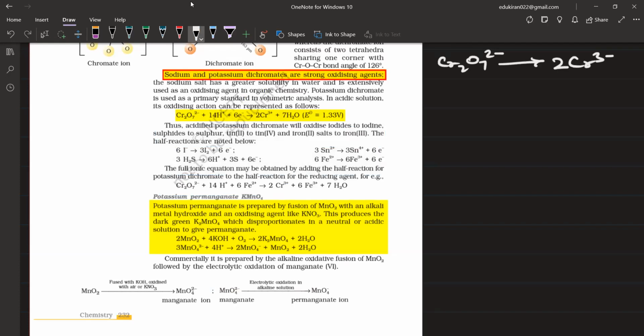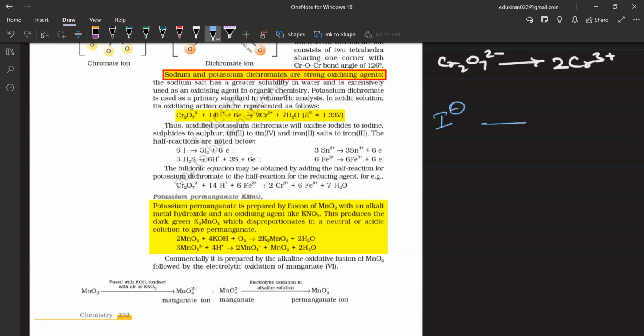This is potassium dichromate, or sodium dichromate or potassium dichromate, you can add this for both. Na2Cr2O7 and K2Cr2O7. In both, it is Cr2O7 2 negative, and both of these are very strong oxidizing agents, and they will be converted to Cr3 positive. Always remember this.